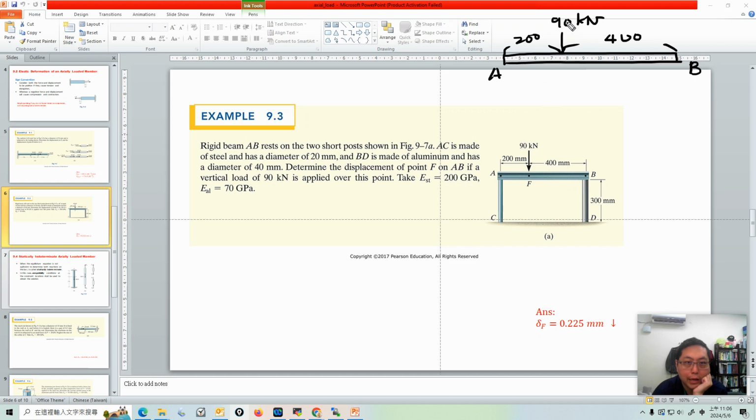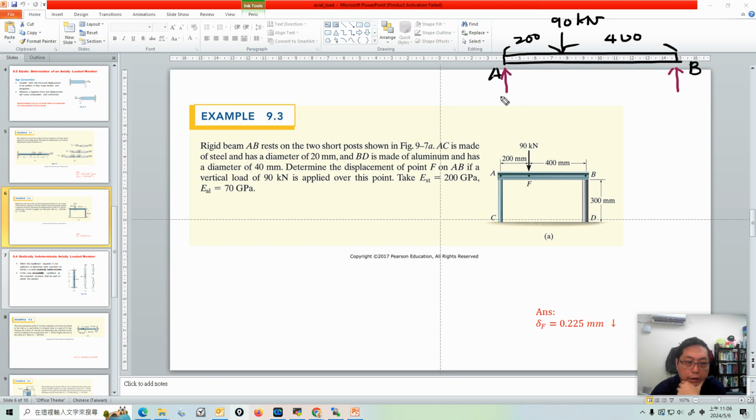So when we apply the 90 kilonewton, pushing this point down, this beam will feel a supporting force from AC and BD, because in this course everything is static. The AB beam is also static, so there must be some force coming from the posts to make the beam static.